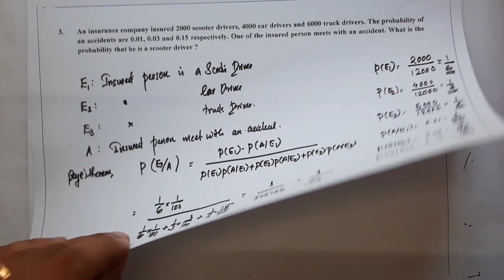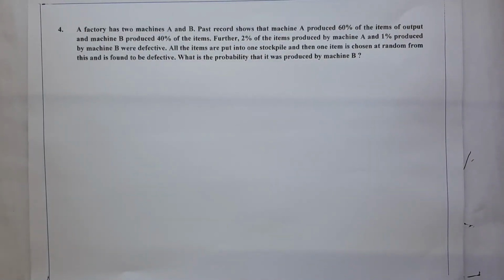Okay. Now discuss one more question using the definition based theorem. A factory has two machines, capital A and capital B. Past records show that machine A produces 60% of the items of output and machine B produces 40% of the items. Further, 2% of the items produced by machine A and 1% produced by machine B were defective. All the items are put into one stockpile and then one item is chosen at random from this and is found to be defective. What is the probability that it was produced by machine A?